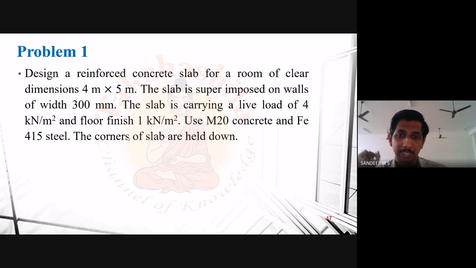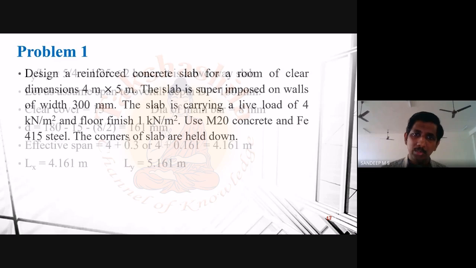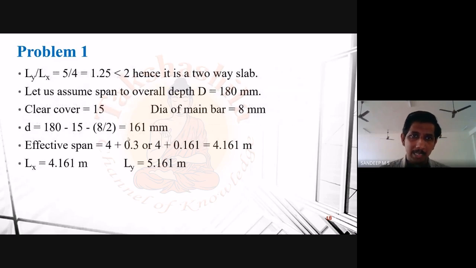The corners of the slab are held down. So here you have that point. The corners of the slab being held down means they cannot freely rotate. That means they are restrained from rotating, so they come under the classification of restrained slab. And if you take the ratio of Ly by Lx in this case, that is 5/4, you can see that it is less than 2, so it is a two-way slab. So these are the things given in your question. As I told you, the first thing is that you have to calculate the value of Ly by Lx and classify it as a two-way slab.